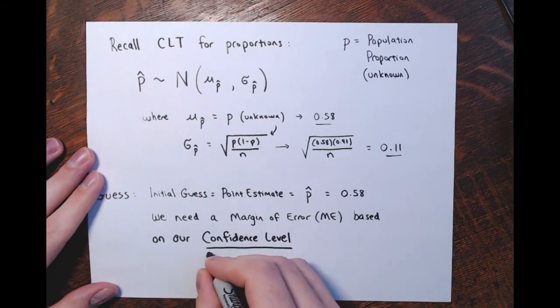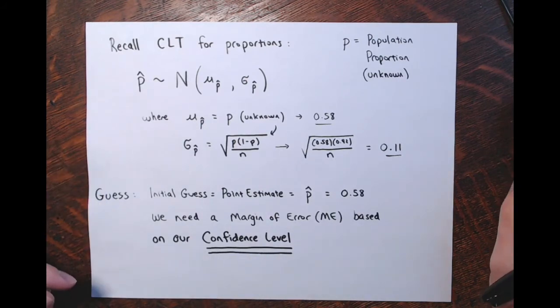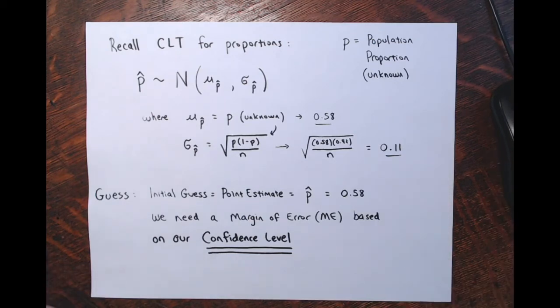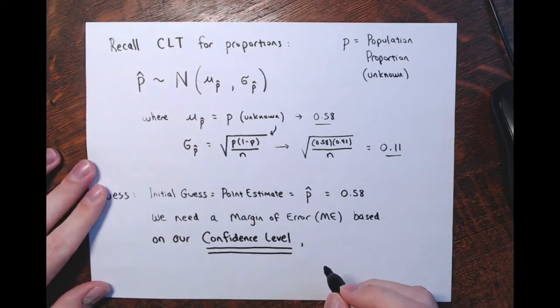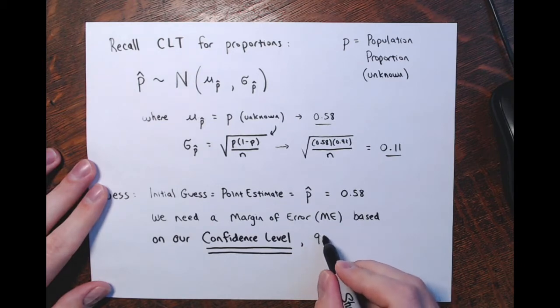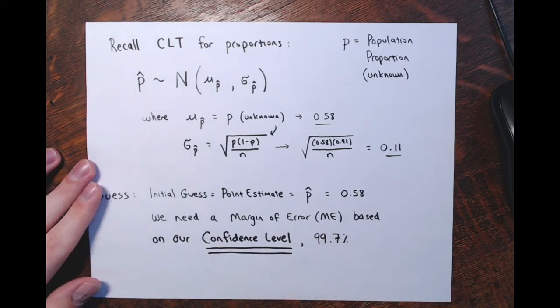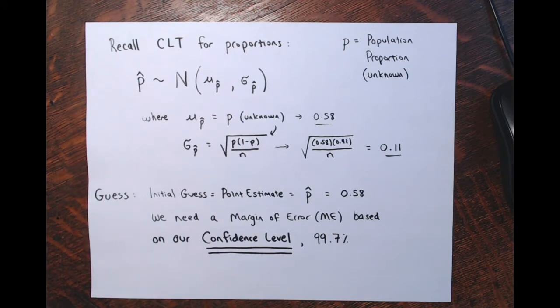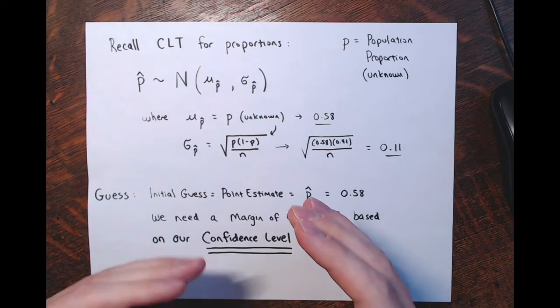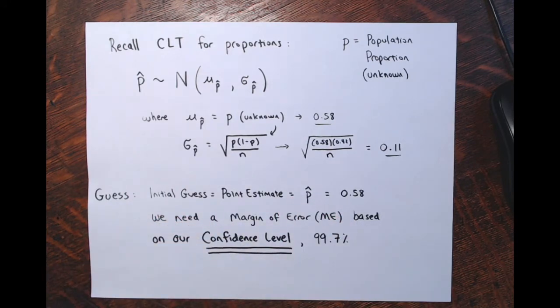We need a margin of error based on our confidence level. Now a confidence level is like a probability. It's a percentage, and the confidence level they gave us here was 99.7%. For this particular question, they said they want us to write a 99.7% confidence interval. So again, the confidence level is 99.7%. This is the percentage confidence. I'm 99.7% confident that the true value of p will be in this confidence interval that we create.